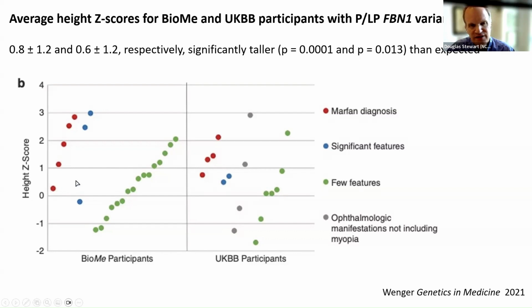And you can see at a glance that although there are some tall individuals in both cohorts, a lot of them are not particularly tall, and some of them are even on the shorter side. The other striking thing is you can see here the dots in red were those who had a Marfan diagnosis on the chart. And you can see in BioMe and in UK Biobank, it's very much the minority of individuals.